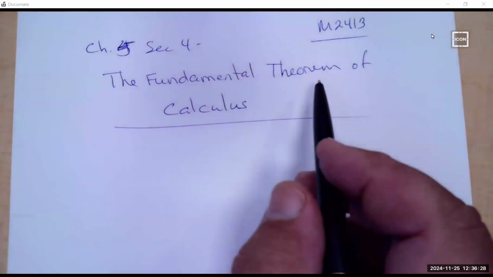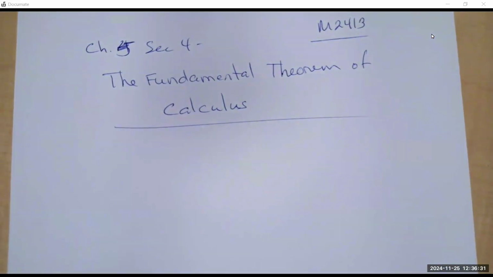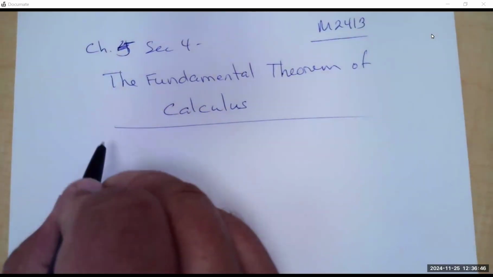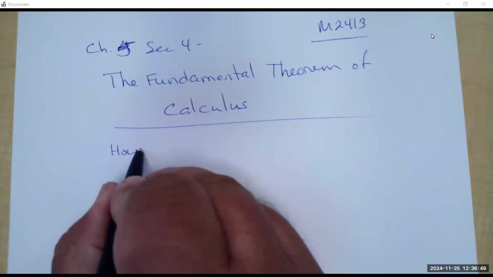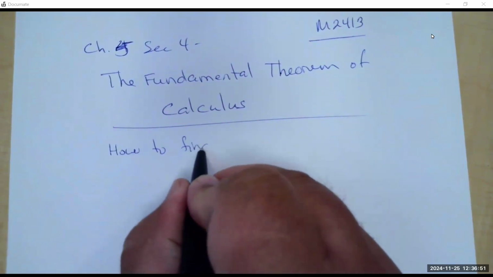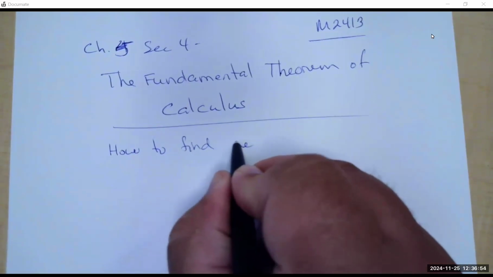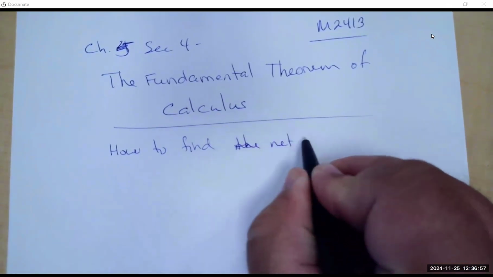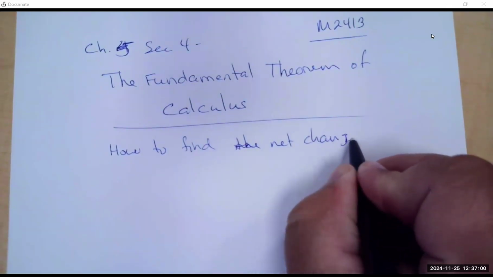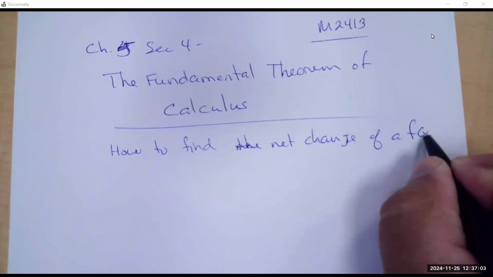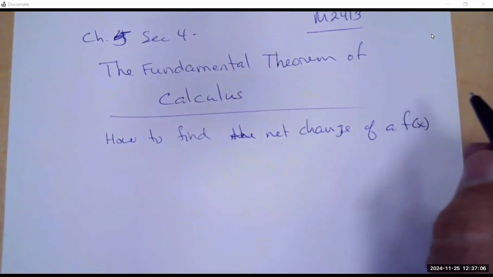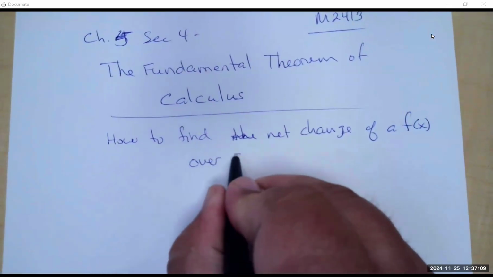Okay, with the fundamental theorem of calculus, what we're going to do is look at what it is used for. How do we find what we're looking for? And what are the procedures? There are two ways we can do this. The fundamental theorem of calculus is how to find the net change of a function over an interval.